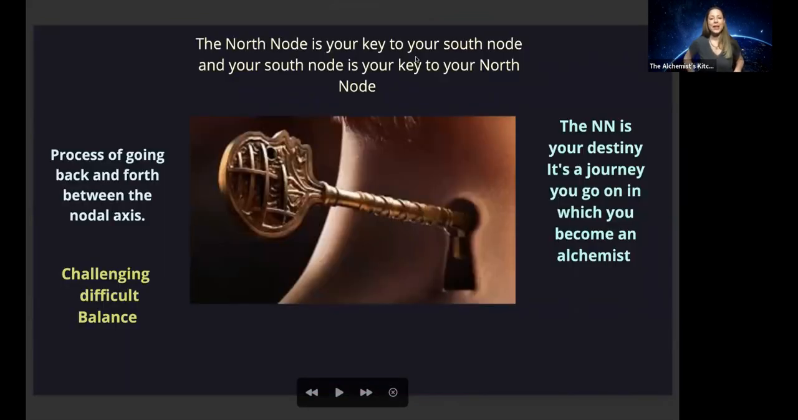Okay. So, what happens when the key finds the lock? What happens when the North Node and the South Node finally sort of hook in? And this is a process. This can take years. It can take lifetimes, really. The North Node is your key to your South Node, and your South Node is your key to your North Node. The North Node and the South Node coming together are the keys to your kingdom. They're your keys to your soul.